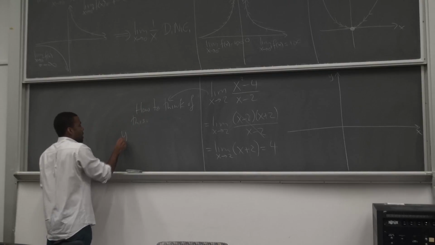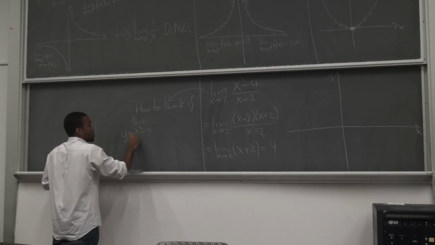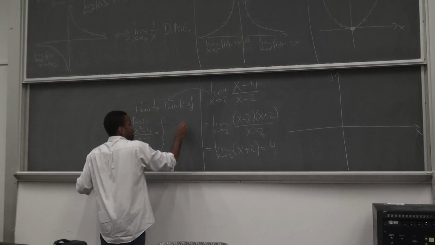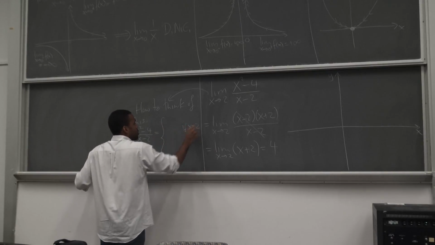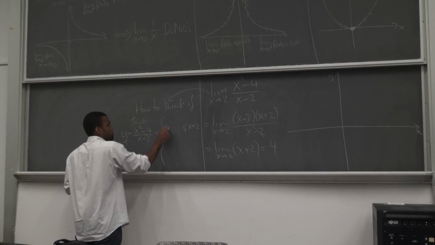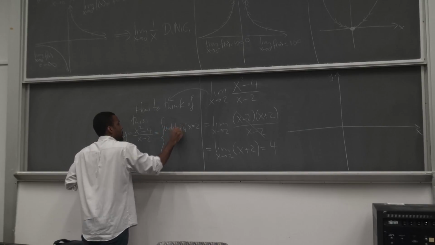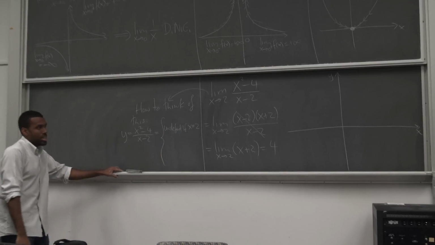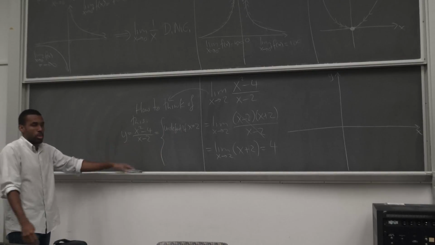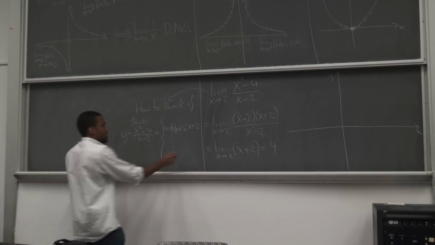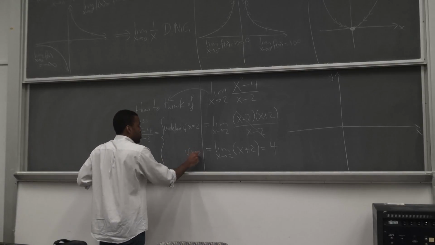Now, if I'm looking at the graph y equals x squared minus 4 over x minus 2, I know that if x actually equals 2, it's undefined, right? Doesn't have an answer. So at 2, I can't actually plug in 2. There's literally no answer, right? However, what if x is not 2, right?